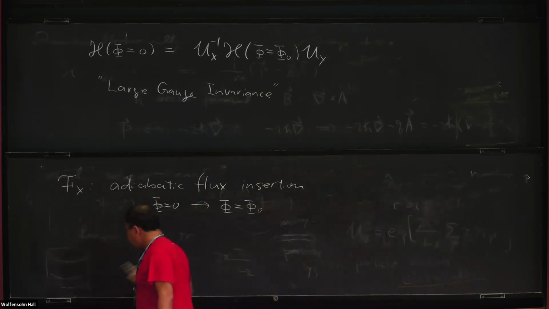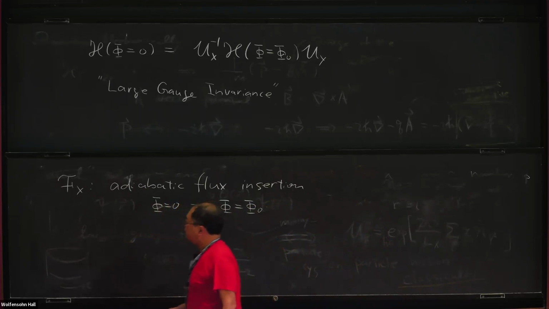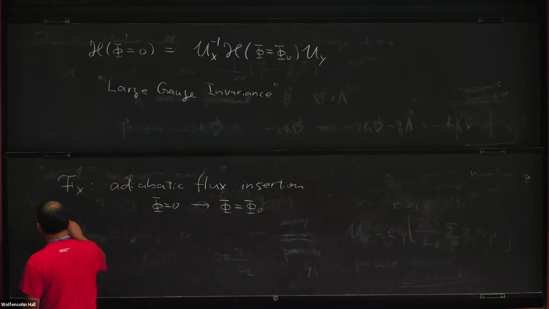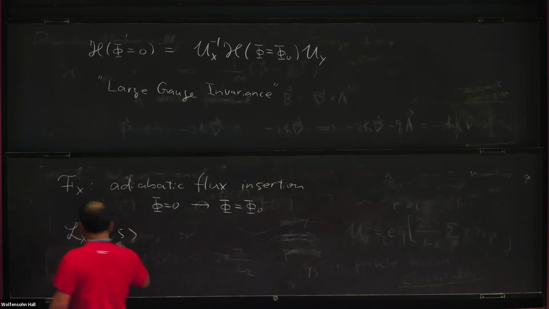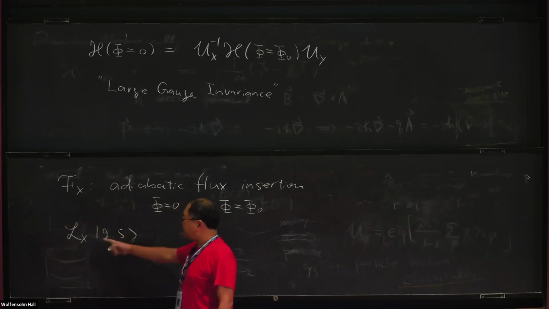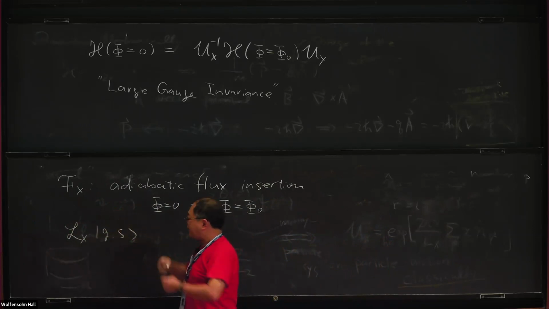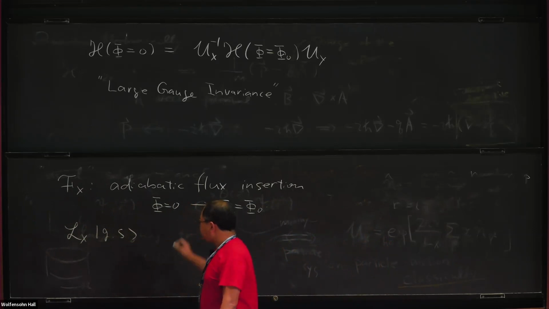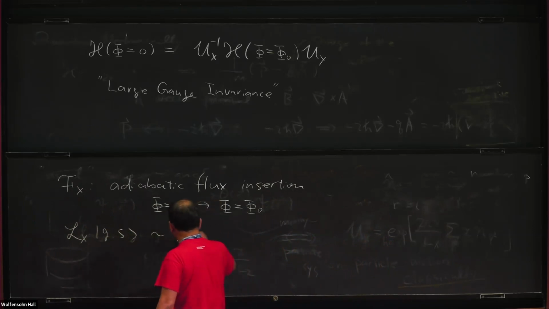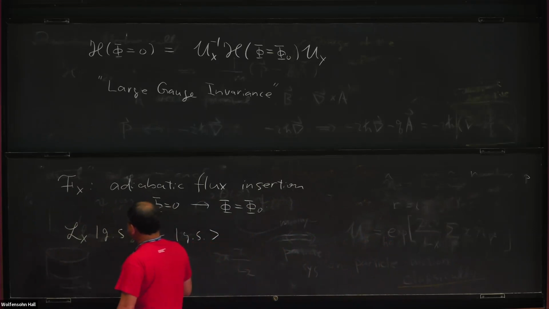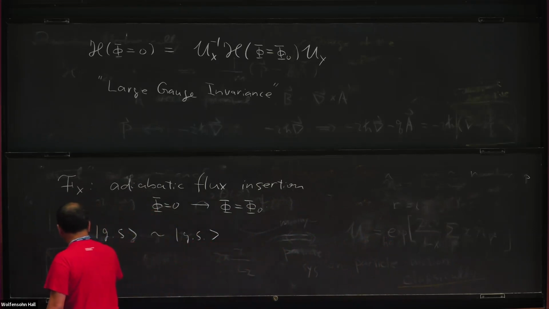Then, so this Lx creates a quasi-particle hole pair, but you drag them around and you annihilate them in pair. So you must go back to the ground state. And also adiabatic flux insertion.